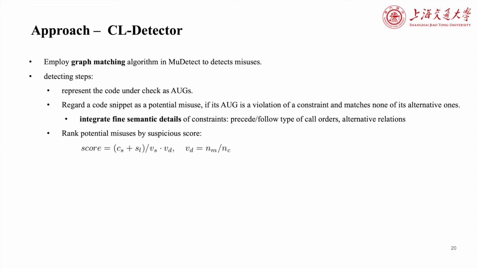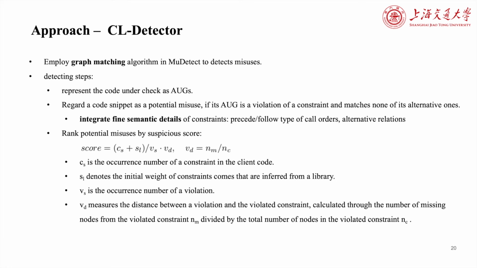Third, we rank potential misuses by suspicious score, calculated as follows. It involves the constraint support CS, the initial weight of library constraints SL, the violation support VS, and the distance from constraints VD. Finally, it outputs the top-ranked reported misuses.